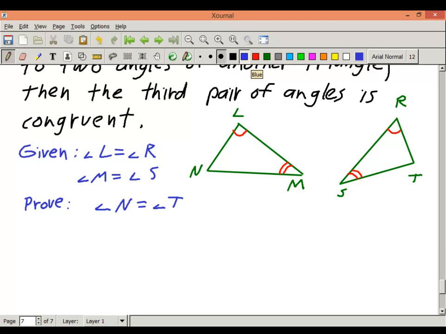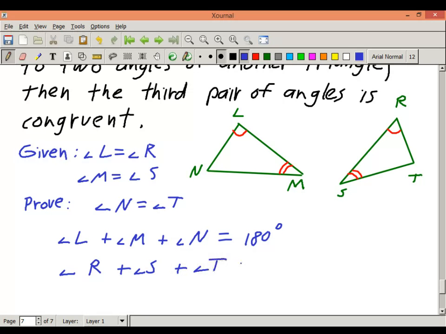Okay, so I'm going to write something that we already know. Angle L plus angle M plus angle N equals 180. It's the triangle angle sum theorem for the first triangle. For the other triangle, we have angle R plus angle S plus angle T equals 180. So that's the triangle angle sum theorem for the second triangle.